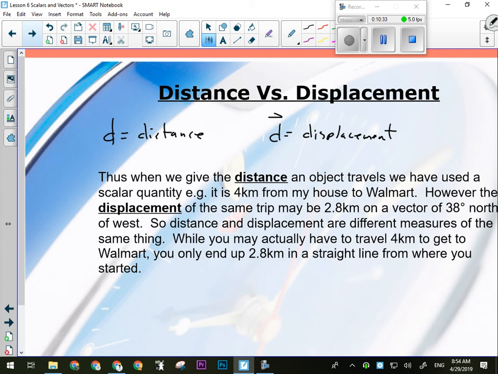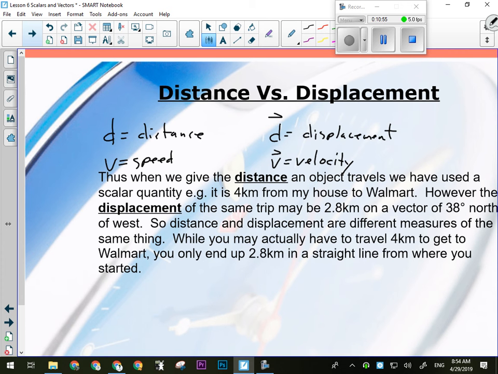The same is true for speed. V with no arrow over top is speed, because speed is scalar. V with the arrow over top is velocity. And we've got lots of other vector quantities that we deal with in physics.